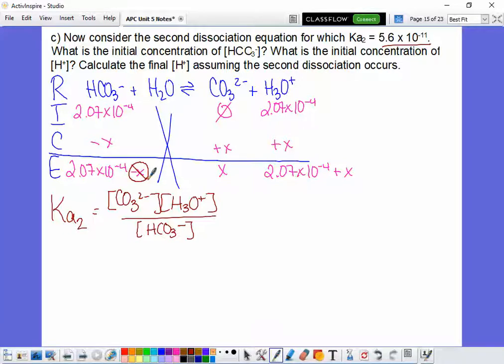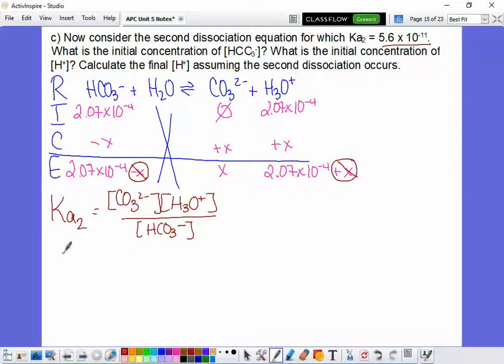If minus x is negligible, wouldn't plus x over here be negligible? Because if we're subtracting a really, really tiny number from 2.07 e negative 4, and that barely changes it, then adding it will barely change it. So this plus x becomes negligible as well. The plain x won't ever be negligible because it's always going to be significant compared to 0. Anything is significant compared to 0. Okay?